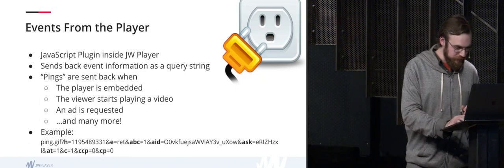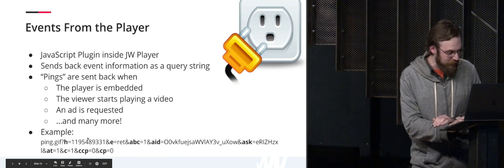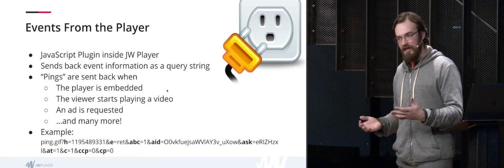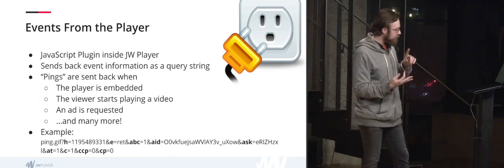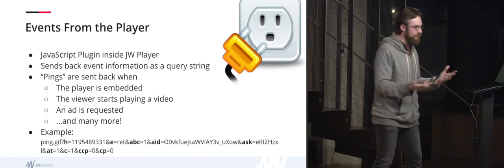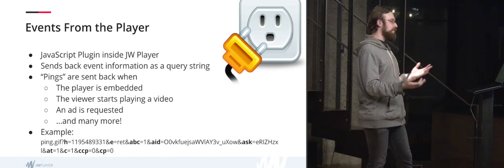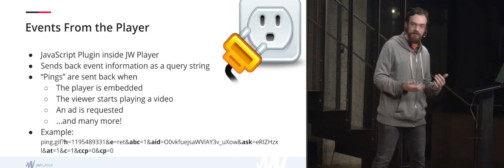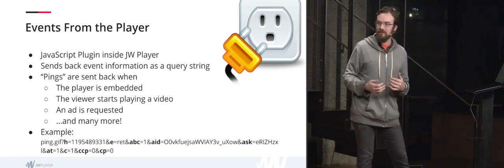You can see that there are a lot of different parameters that are sent back, right? We've got an H parameter and an E parameter and an ABC and an AID and all this stuff. This is identifying information about the video that was playing, the publisher that was playing it, the viewer, and all sorts of other things. And so we're collecting all of this data. You can imagine if we have billions of viewers every month, and each one of them is generating even 5 of these pings, we're talking many, many billions of events every single day.